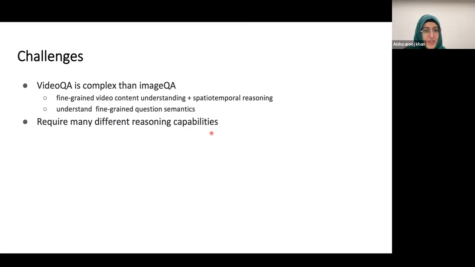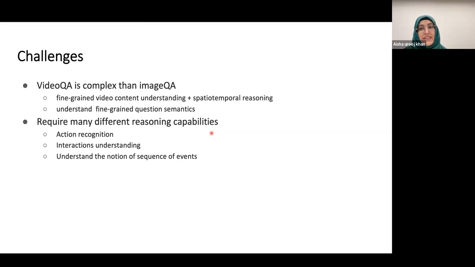To solve the video question answering task, we need many more reasoning capabilities than for image question answering. For example, we have to understand the actions and the interactions happening between different objects over time. We have to understand the notion of a sequence of events, like which event happened first and which happened after that. A question could be about some situation in the video, so we have to localize those relevant moments related to the question within a clip.